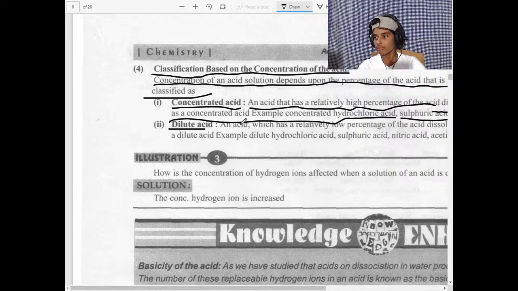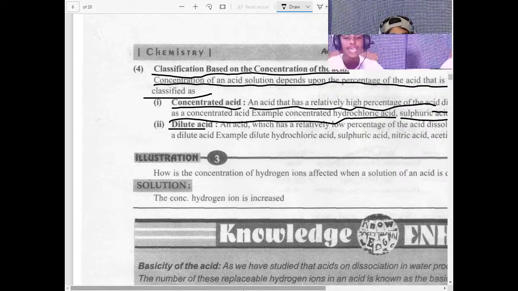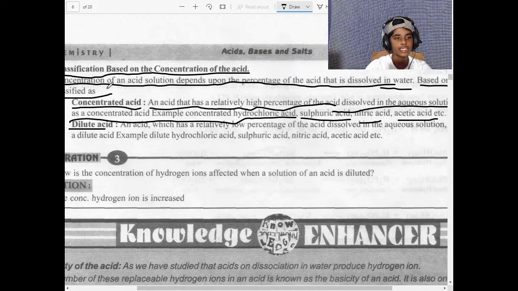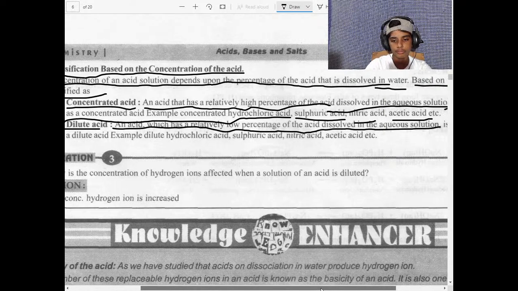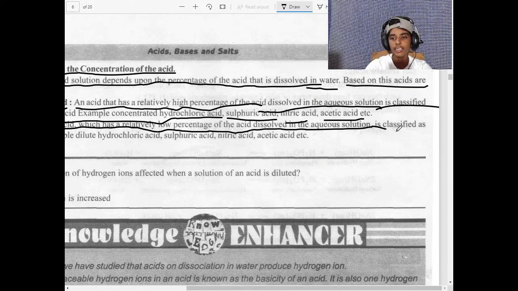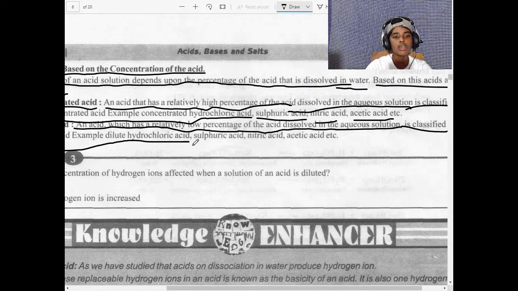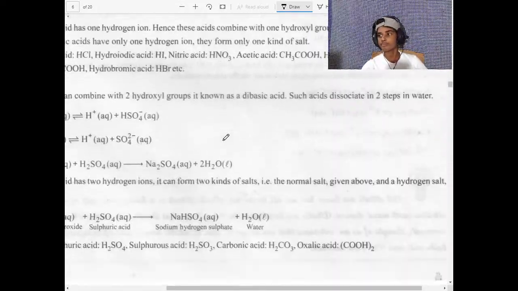Next, dilute acid. An acid which has a relatively low percentage of the acid dissolved in aqueous solution is classified as a dilute acid. Examples: dilute hydrochloric acid, sulfuric acid, nitric acid, and acetic acid, etc.